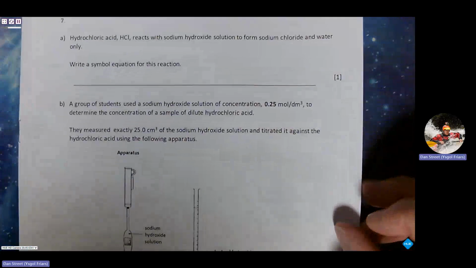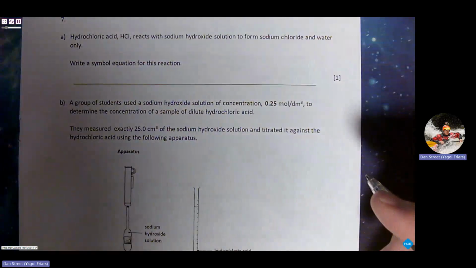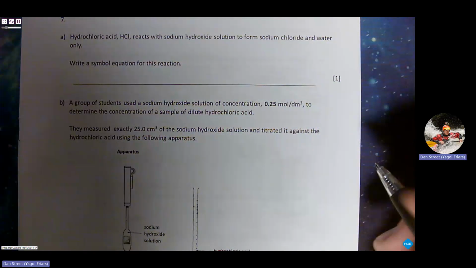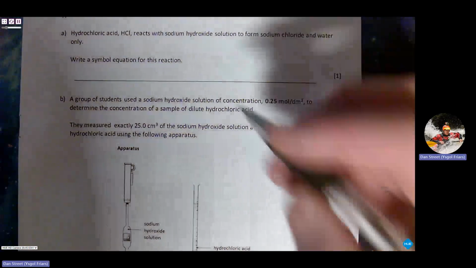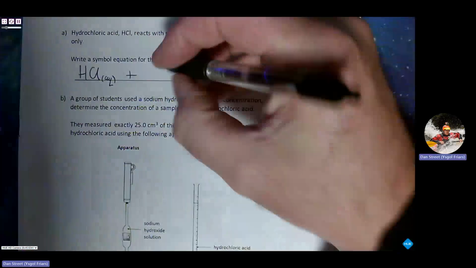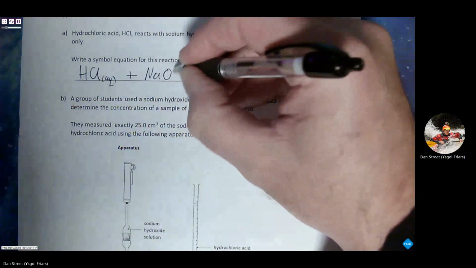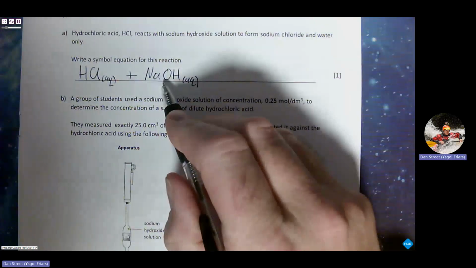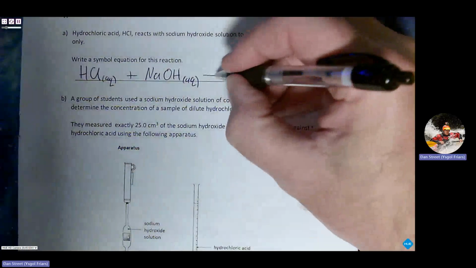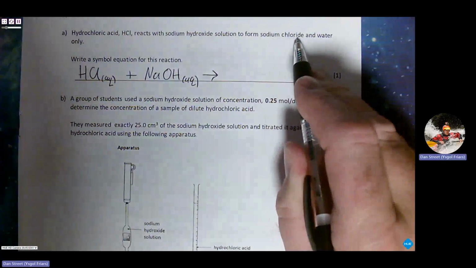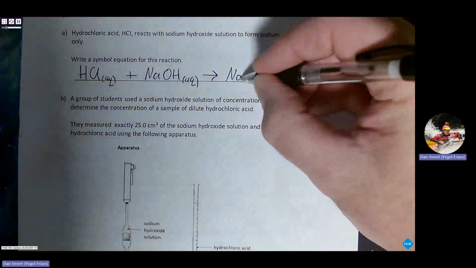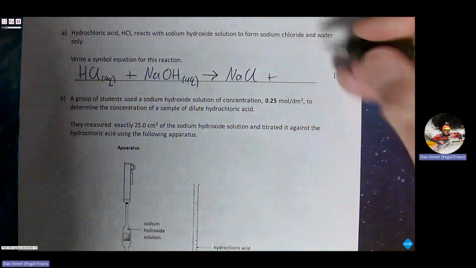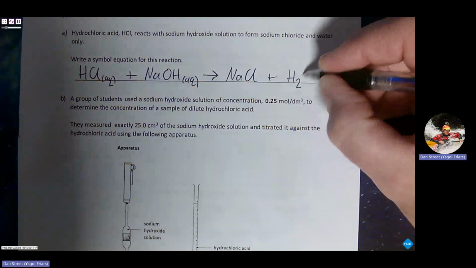Okay, number 7, hydrochloric acid, HCl, reacts with sodium hydroxide solution to form sodium chloride and water only. Write a symbol equation for this reaction. Okay, so HCl you're given in the question. You could put in the (aq) just to be clear. Sodium hydroxide, we've come across previously, is NaOH. HO will do, however, that's the conventional way of writing hydroxide with the O first and the H second. And then it tells us we're going to get sodium chloride. So sodium chloride is NaCl, and water, which we know to be H2O.